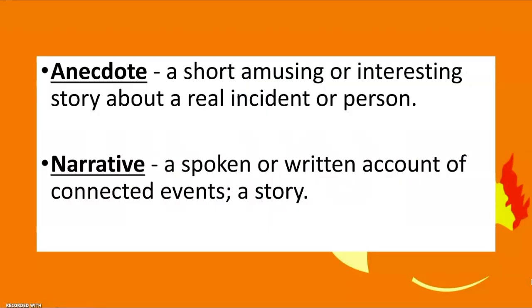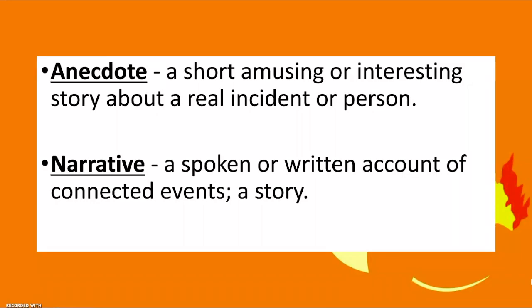Before we begin, there's a couple things I want to discuss with you guys. These are going to be two very important vocabulary words that we will be discussing for the next few lessons. The first one is anecdote. Sounds like antidote, but it's not something you use to cure for a poison or anything. An anecdote is a short, amusing, or interesting story about a real incident or person.